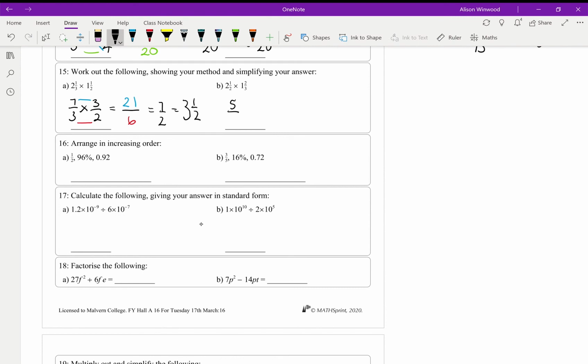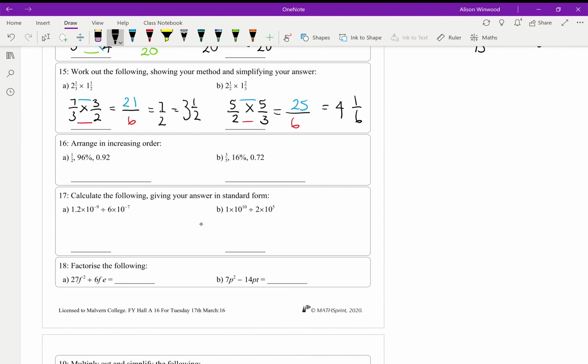2.5 is 5 over 2. 1 and 2/3 is 5 over 3. Multiply the top, multiply the bottom, and do any simplifying. We get 4 and 1/6.